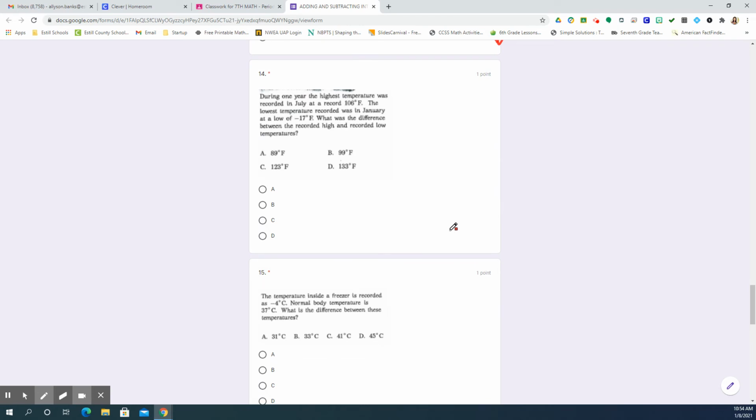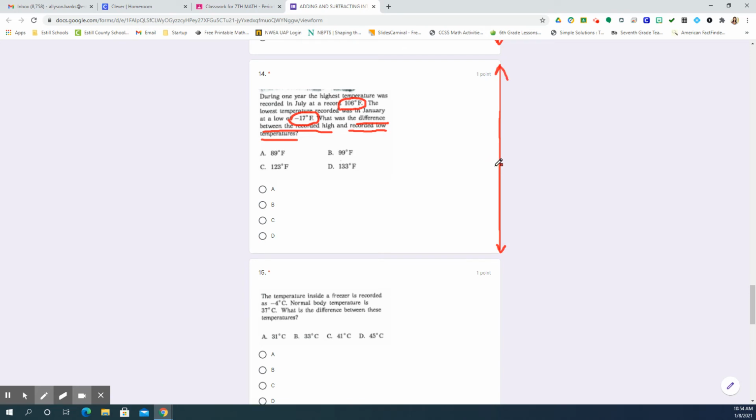During 1 year, the highest temperature was recorded in July at a record of 106 degrees Fahrenheit. So that's pretty hot. The lowest temperature recorded in January was a low of negative 17 degrees Fahrenheit. What was the difference between the recorded high and the recorded low? So if it's asking me what the difference in temperatures are, I'm going to draw a vertical number line because this is a thermometer question.